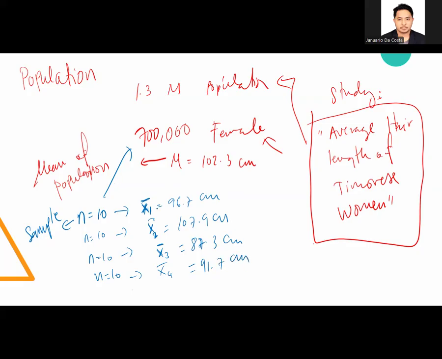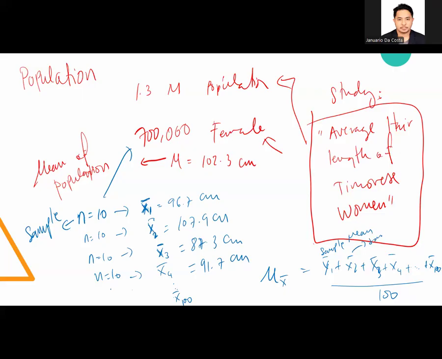Now, in any sample, I can continue taking up to x, how many x's, I don't care. For example, x of 100. And then I can find the mu of x bar, which is equal to x bar 1 plus x bar 2 plus x bar 3 plus x bar 4 plus up to x bar 100, divided by 100. So this is the mean of the sample means, because each individual x bar is a sample mean.